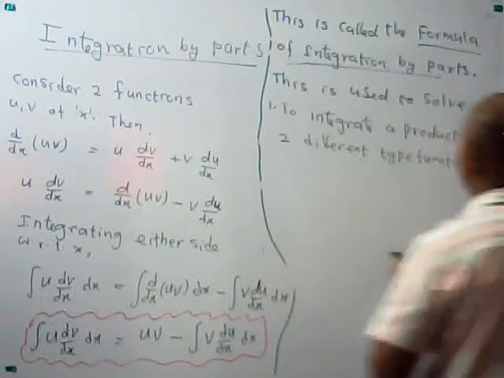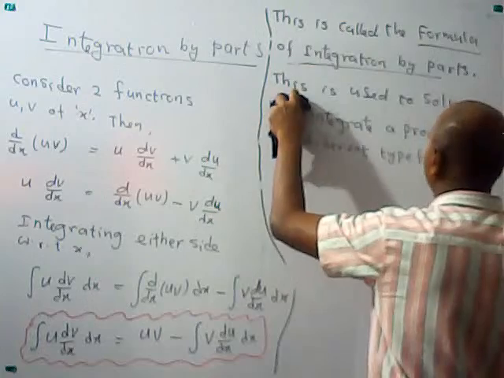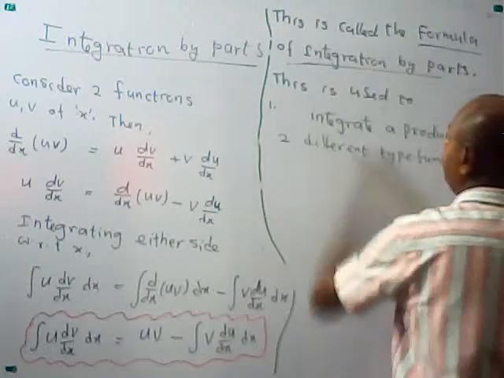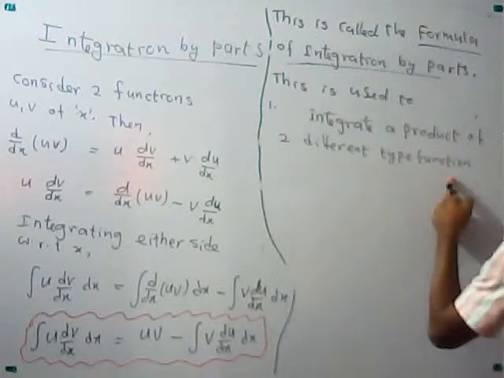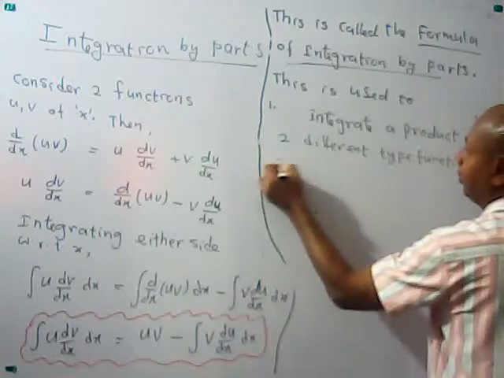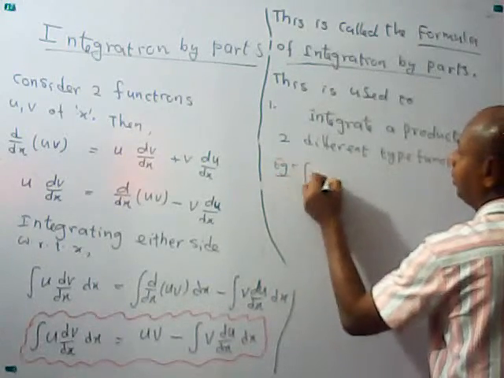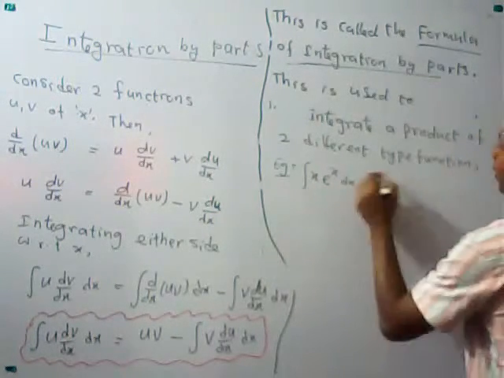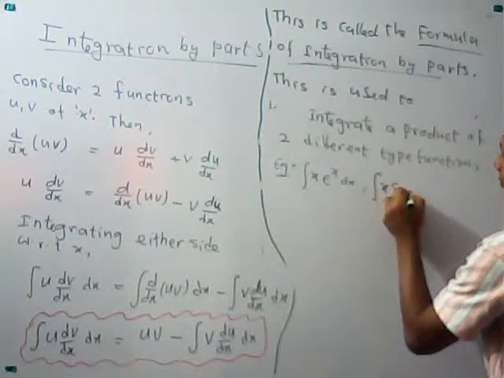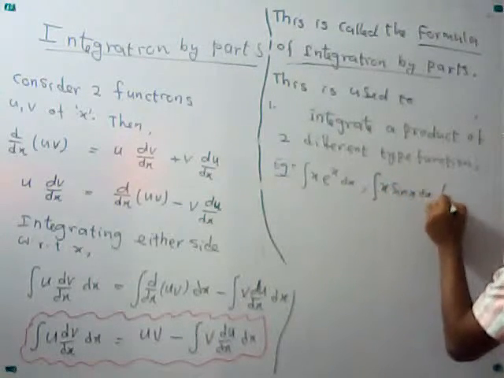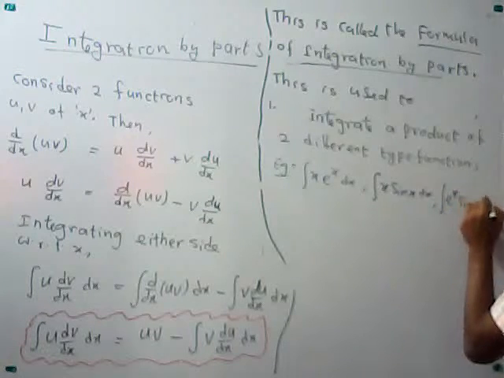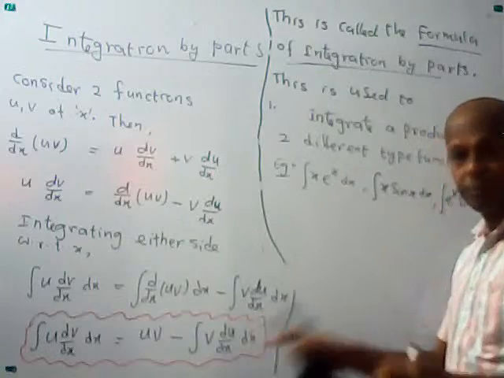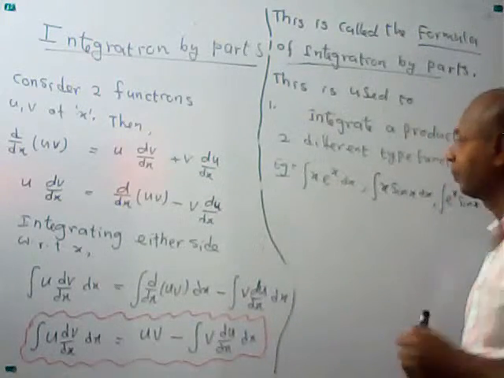To integrate different types of functions. Example, like x e^x dx, or it can be x sin x dx, or it can be e^x sin x. Two different types of functions multiplied, right? So to integrate, you have to use this, right? That's one occasion.